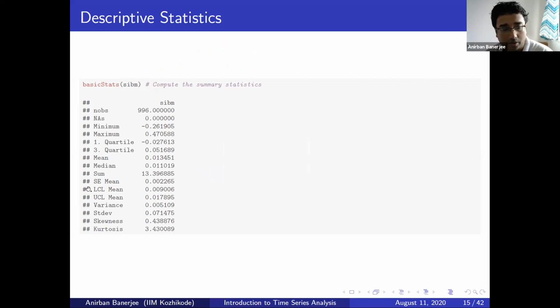Okay. So you have variance, you have standard deviation, you have also skewness and kurtosis. Skewness ideally should have been 0, but it is not 0, it is 0.43. Kurtosis should have been 3, but it is 3.43. Now the question is, based on this, can you say this is normal or not? Possibly not. We need to test if these values are statistically significant or not.